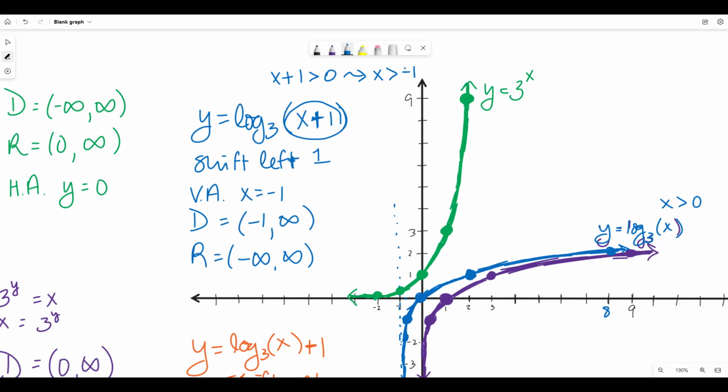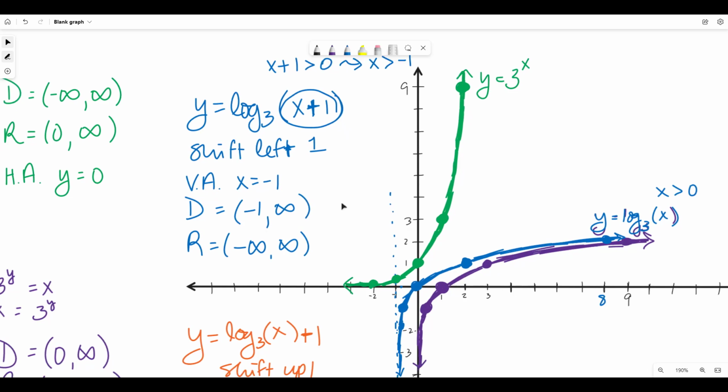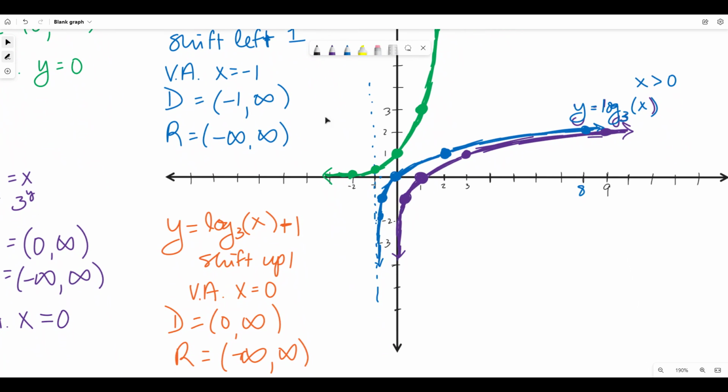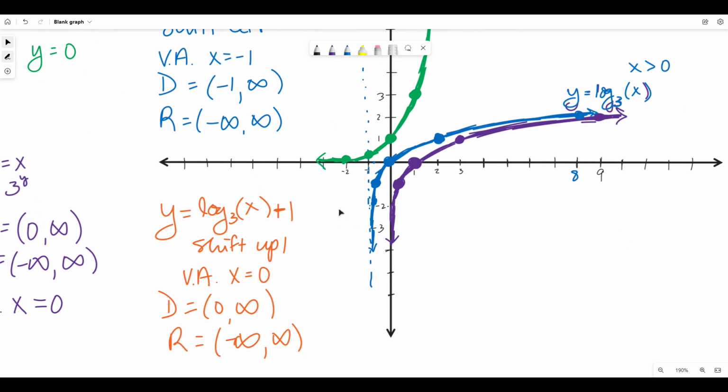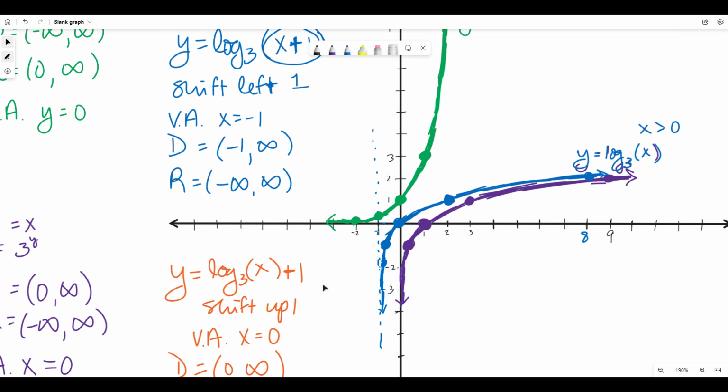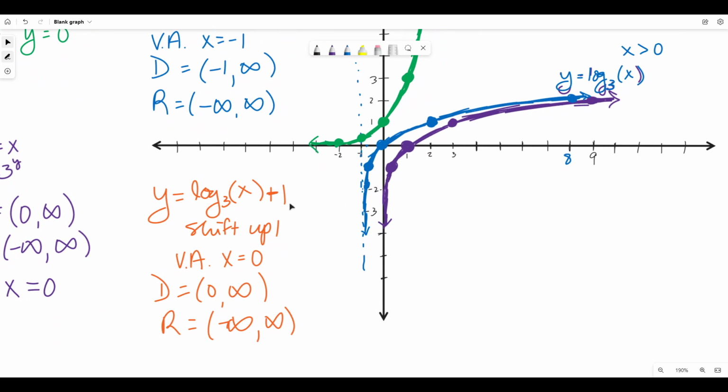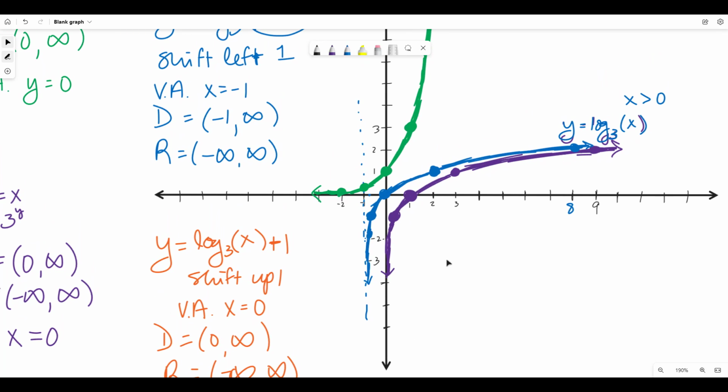Okay, so with logarithms, the trickiest thing, in my opinion, is if you have to shift it to the left or the right, because that changes all of these major characteristics. If you're shifting it up or down, it's not going to change the major characteristics like the asymptote, domain, and range. It obviously just shifts it up or down.